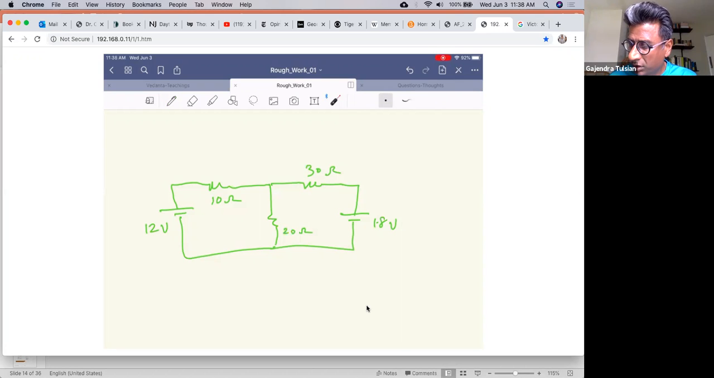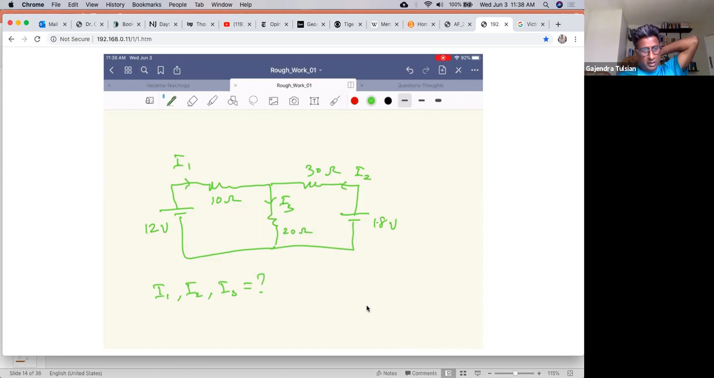Okay, so we'll just label them with variables. We'll call this I1. We'll call this current I2 and current I3. So now solving the circuit means finding I1, I2, and I3.